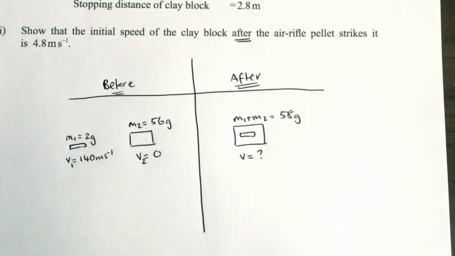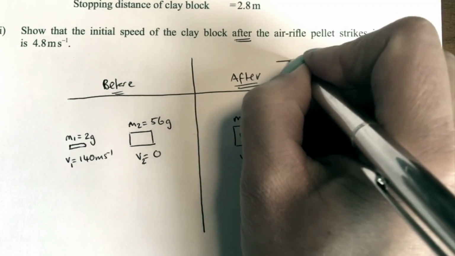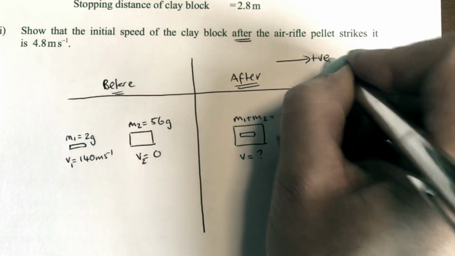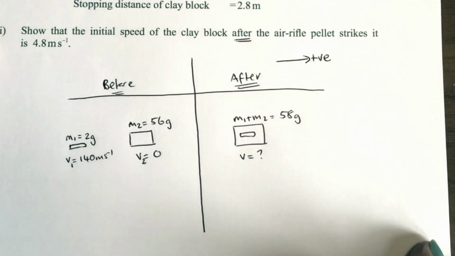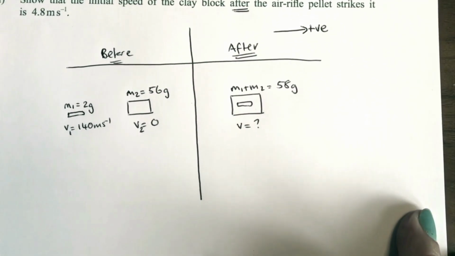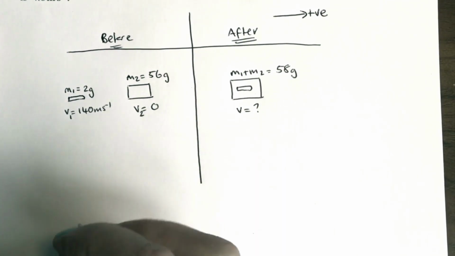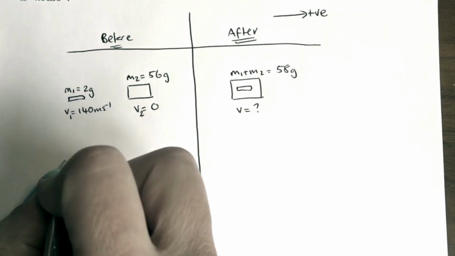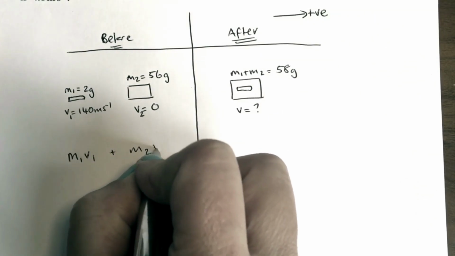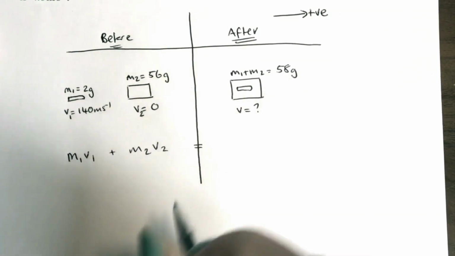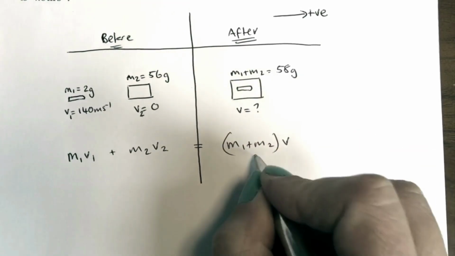We need to choose a direction as positive, and I think in this example it makes a great amount of sense to choose the right as positive. So anything that moves in that direction in our example is going to be positive, and anything that moves in the other direction, in the left direction, will be negative. So now we apply the momentum formula for each of them. m1v1 plus m2v2 equals m1 plus m2, or mass times velocity.